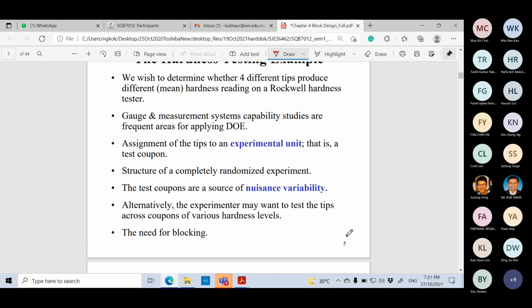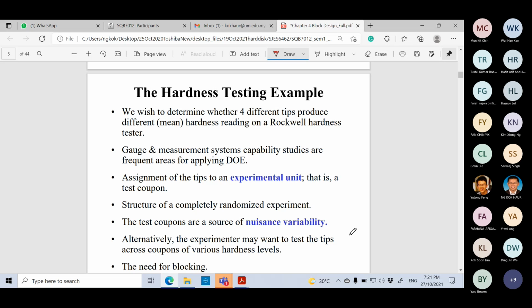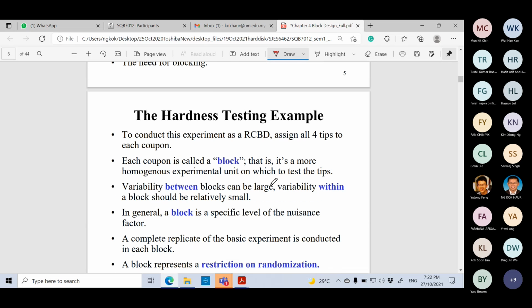So let me introduce one example for you. I don't want to read it one by one. The first one is a hardness testing example. They have 4 different tips that produce different hardness readings on the Rockwell hardness tester. So they want to compare the 4 different tips here. They have assigned the experimental units. I do not want to read it out one by one; I'll just show it to you.